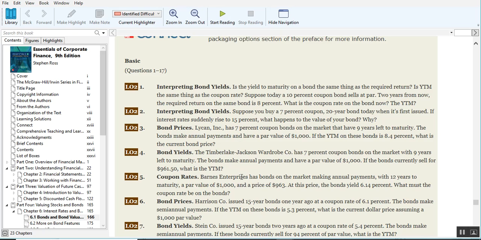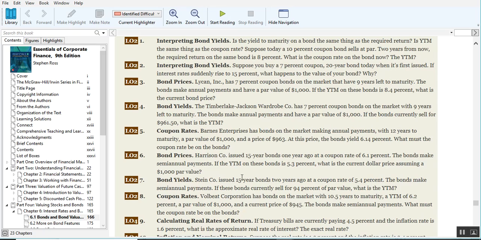And then number 5, coupon rates. Barnes Enterprises has bonds on the market making annual payments with 12 years to maturity, a par value of $1,000 and a price of $963. At this price, the bonds will yield 6.14%. What must the coupon rate be on the bonds? And this is going to require you to calculate the coupon rate.